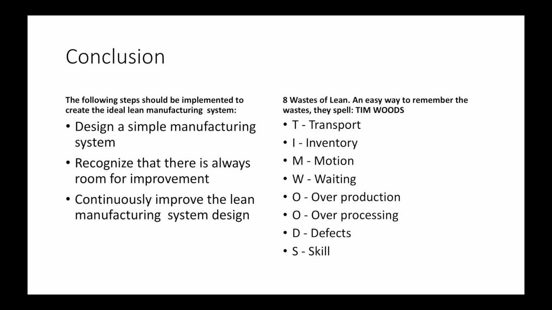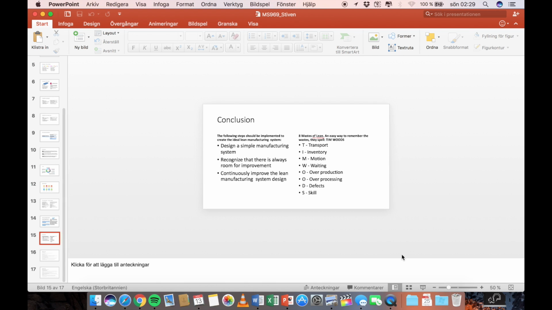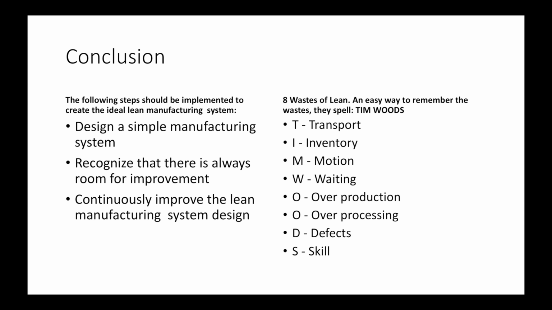And there are 8 wastes of Lean, like I said earlier, and they can be remembered as TIM WOODS, where T stands for transport, I stands for inventory, M stands for motion, W stands for waiting, the 2 O's stand for overproduction and overprocessing, D stands for defects, and S stands for skills.